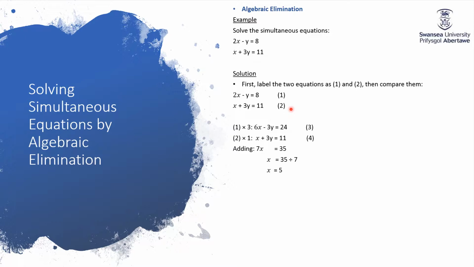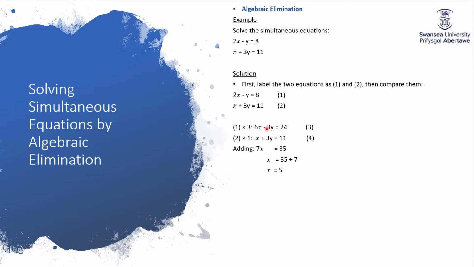Then, to try and get a similar number of y's on both of the equations, or at least the same number of y's indeed, we've taken the first equation and we've times it by 3. As you can see here, 3 times equation 1, so 3 times 2x is 6x, 3 times y is 3y, 3 times 8 is 24. And then we've left equation 2 the same and brought it down here and just multiplied by 1, so effectively not done anything to it, but here labelled it as number 4.